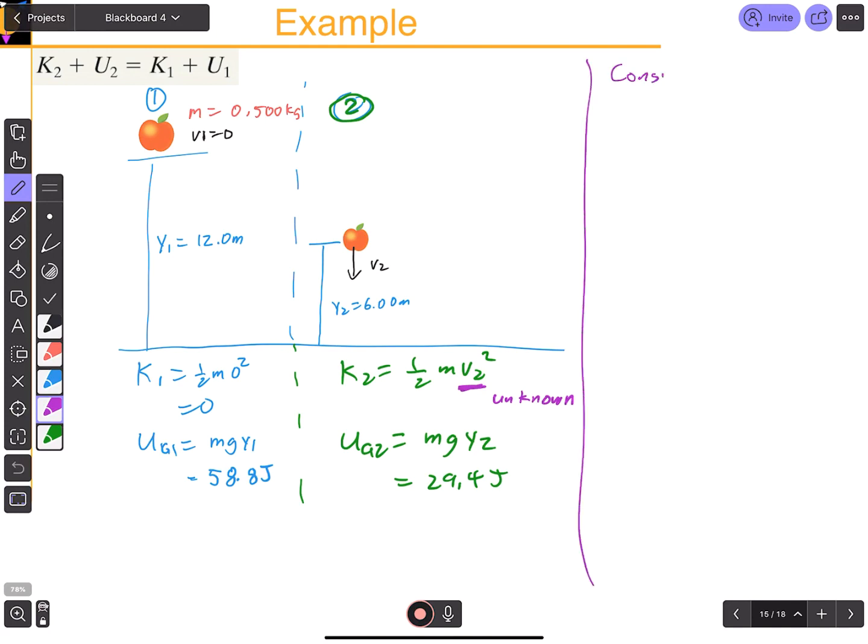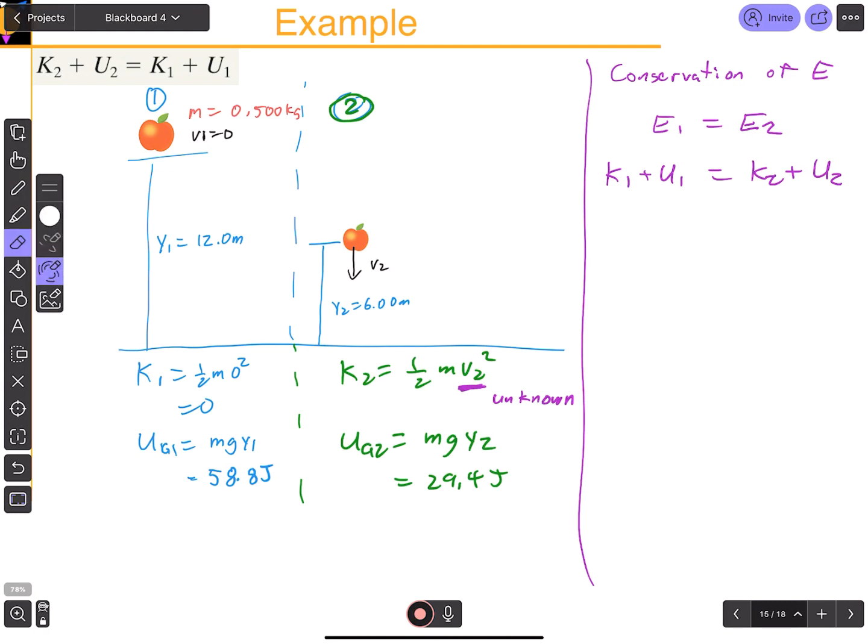Conservation of energy. So basically the short version is that E at 1 is equal to E at 2. The energy at the beginning is equal to the energy at a later point, or kinetic energy 1 plus potential energy 1 is equal to kinetic energy 2 plus potential energy at 2. And of course, that's gravitational potential energy. I won't always put the G when it's only that one, but gravitational potential energy.